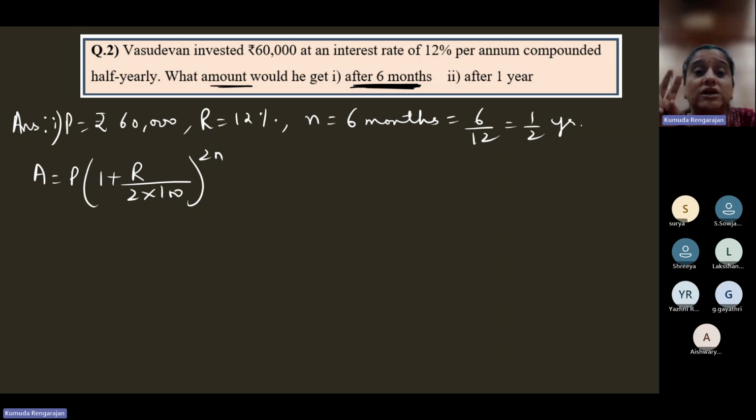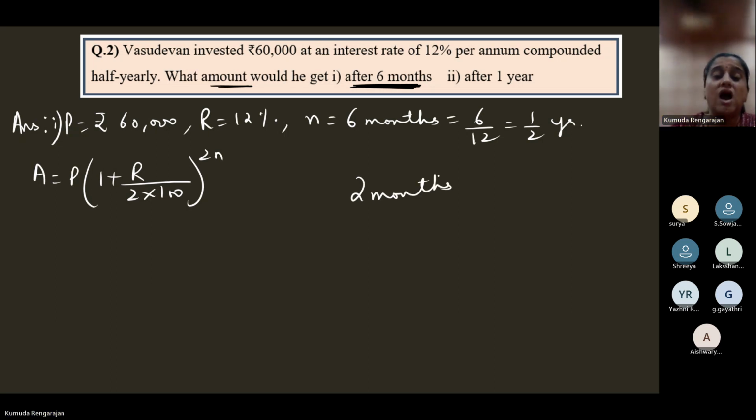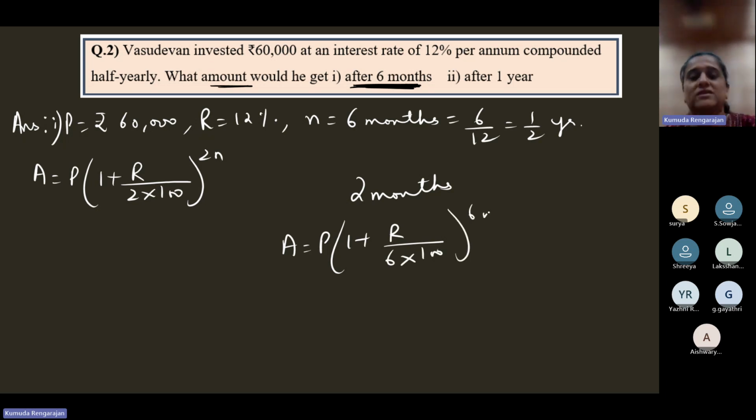Now let's just imagine interest is given every 2 months. How many 2 months in 12 months? Tell me. 6. So then the formula will be A = P(1 + R/(6 × 100))^(6n).